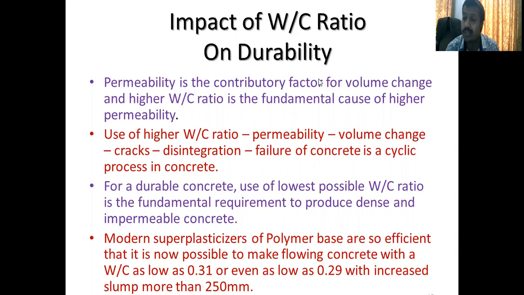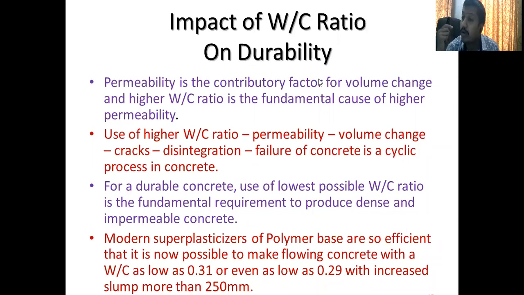So if you are using a higher water-cement ratio, concrete is more workable, highly workable, very thin. Definitely the permeability is more. So use of a higher water-cement ratio leads to volume change; cracks and disintegration become a cyclic process in the given concrete.